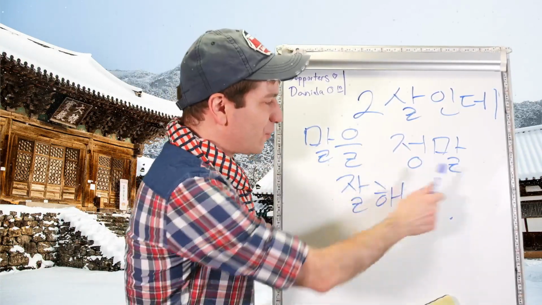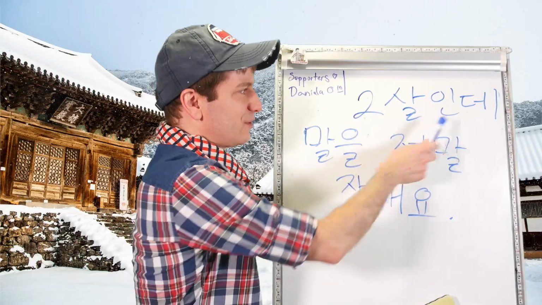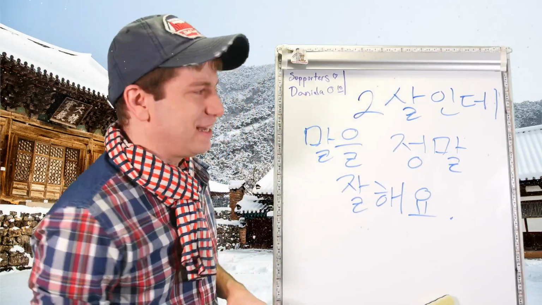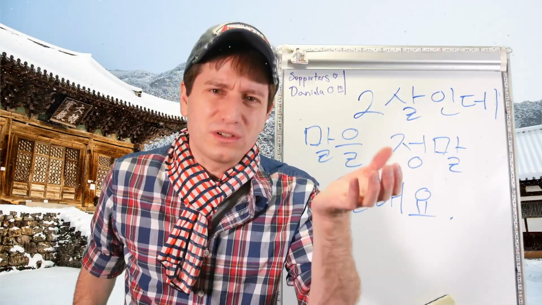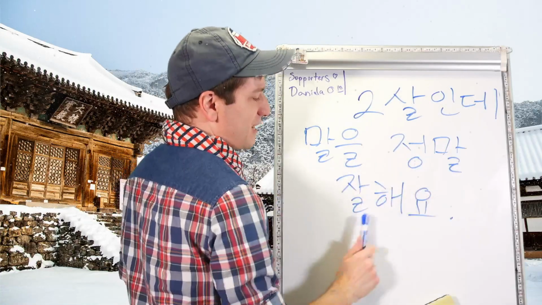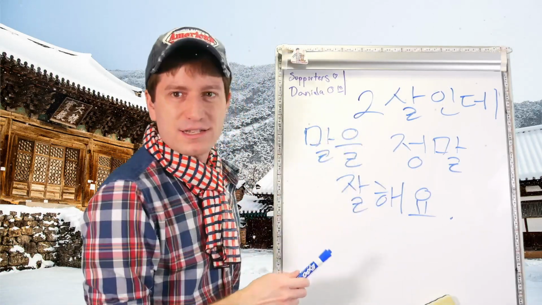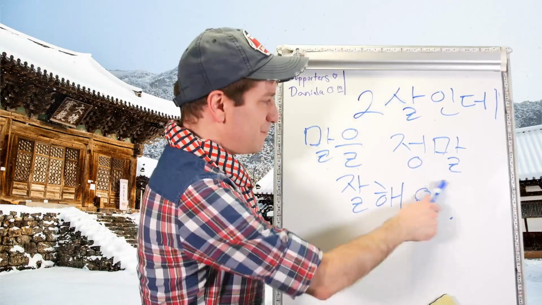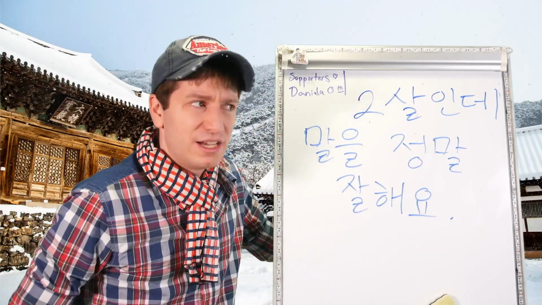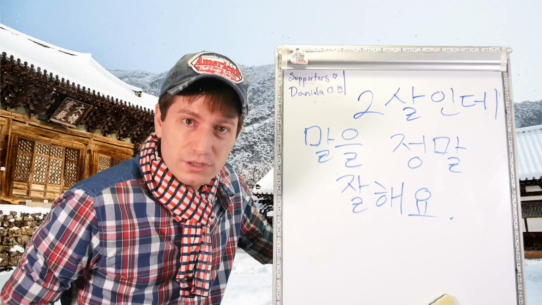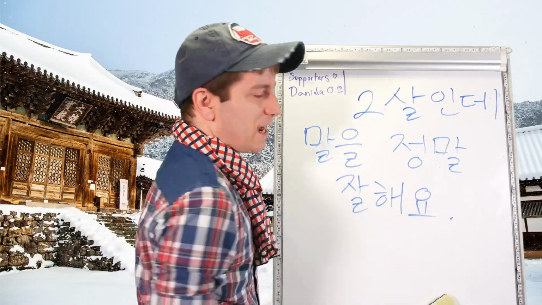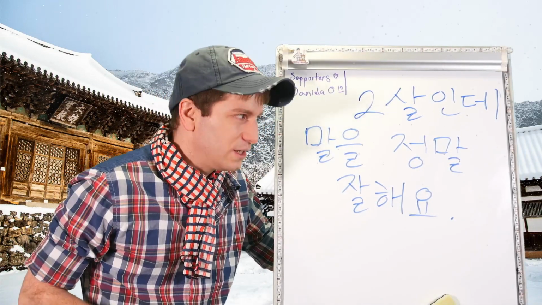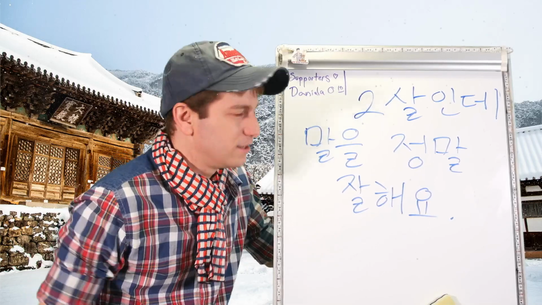2살인데 말을 정말 잘해요. So 2 years old. 인데, from the verb 이다, to be. So, they're 2 years old. 2살인데 말을 정말 잘해요. 말, words, so speech. 정말, really, 잘해요. They're really good at speaking. Even though they're only 2 years old, they speak really well for 2 years old. 2살인데 말을 정말 잘해요. They're 2 years old, but they speak really well.